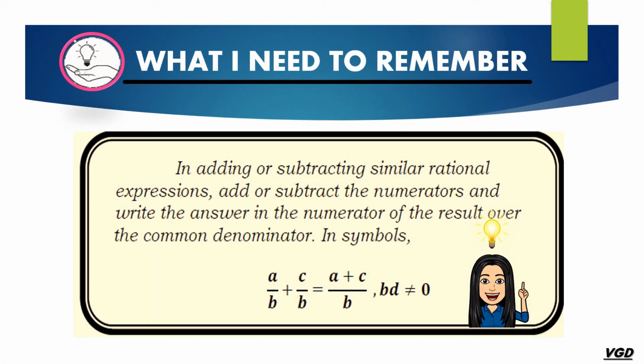Once again, just remember this rule in adding or subtracting similar rational expressions. Add or subtract the numerators and write the answer in the numerator of the result over the common denominator. In symbols, we will have a over b plus c over b is equal to a plus c over b, in which b is not equal to 0.